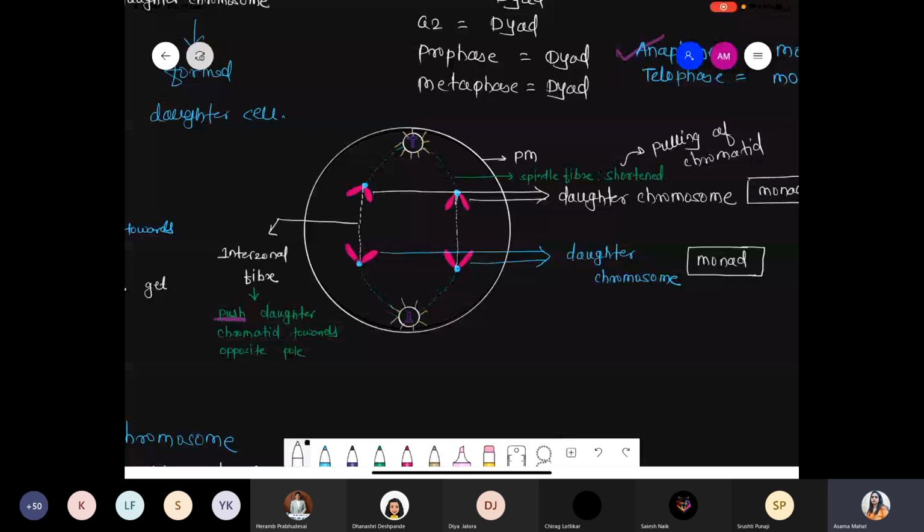But when we are talking about the interzonal fiber they are pushing, because obviously spindle fiber अपनी ताकत लगा रहा है, अपना जोर लगा रहा है, and they are simply pulling the chromatid toward the two opposite poles, as well as the interzonal fiber gets formed during the anaphase. They bind exactly at the center and they push two daughter chromatids toward the opposite direction. Got it?